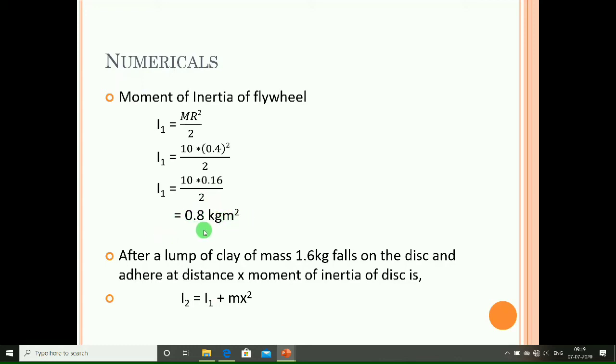So this is the moment of inertia of the disc. When we consider a lump of clay of mass 1.6 kg at a distance x from the axis of rotation, you can apply the theorem of parallel axes. So I2, that is the final moment of inertia, will be equal to I1, the initial moment of inertia, plus mx square. x is the distance between the two parallel axes.